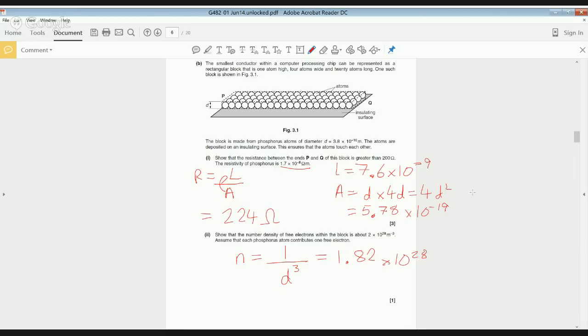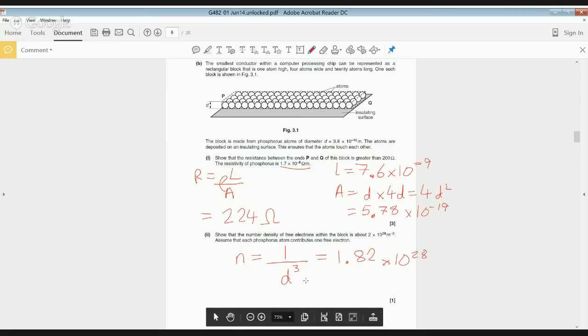So a couple of "show that" questions there. This one, as long as you don't mess up which dimensions you're using and don't get confused by what is quite an abstract question, is actually a relatively straightforward application of R equals rho L over A. And this one, perhaps not a difficult calculation, but a little harder to understand why you would be doing that.